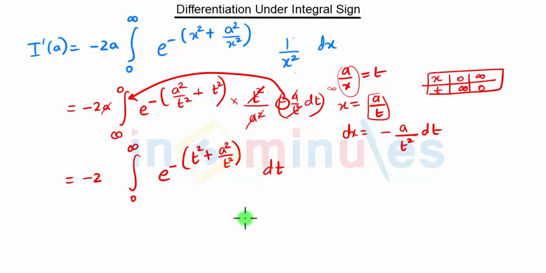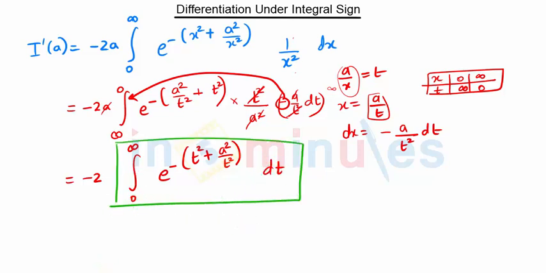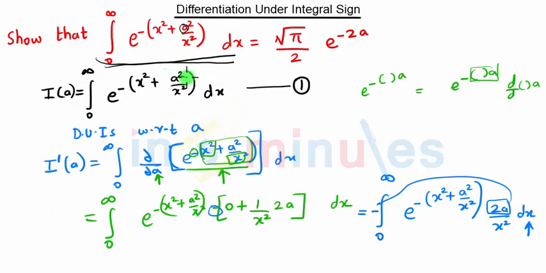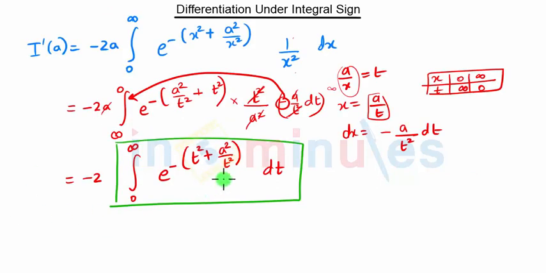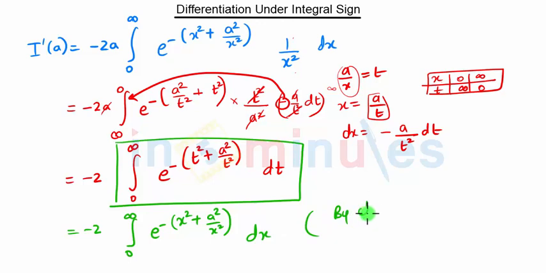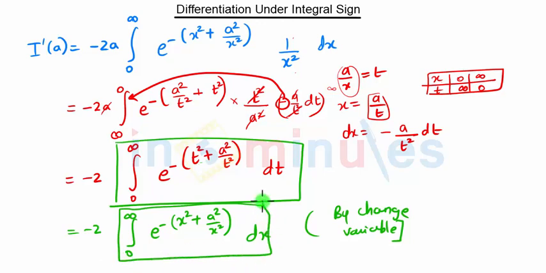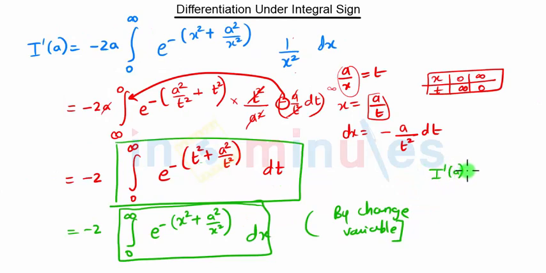Now if you see, this term is exactly matching with this term, only variable here is x and the variable here is t. So we get minus 2 integration of 0 to infinity e raised to minus x square plus a square upon x square into dx by change of variable theorem. So if we have the similar equation, instead of t we can write x. Okay, so this is how we change the variable. So this term, if you see, is nothing but this term, which is I of a. So I dash of a is nothing but minus 2 I of a.